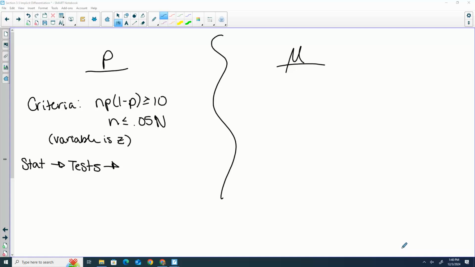Which one do we use? A is when we're doing the intervals. So we do stat test A if I want a confidence interval.